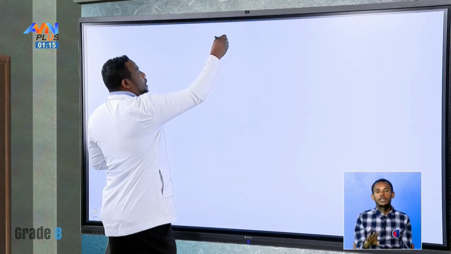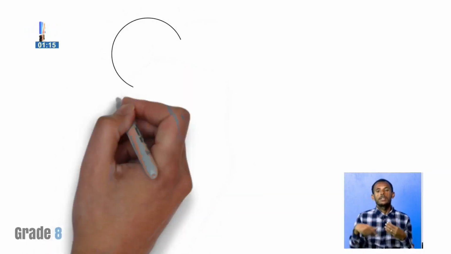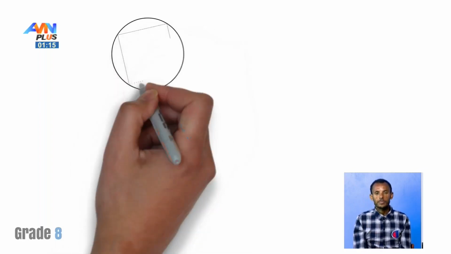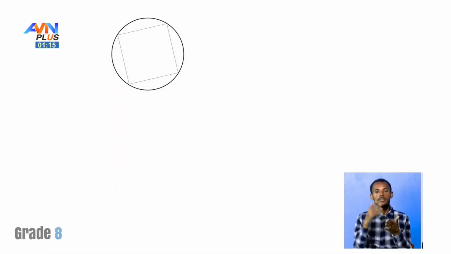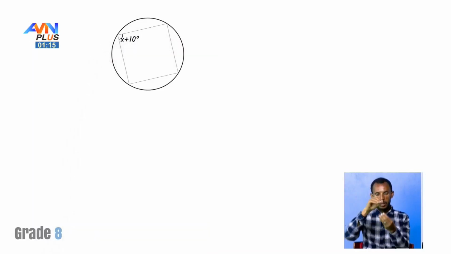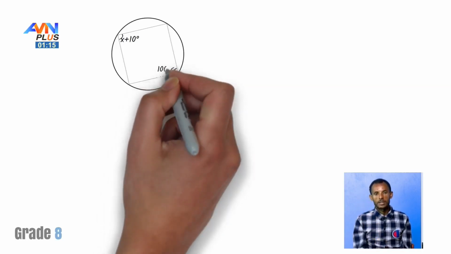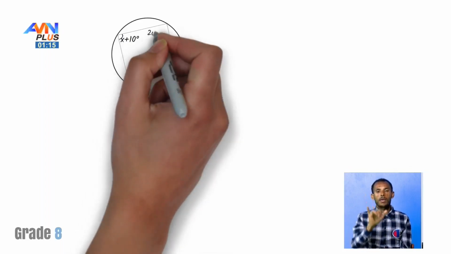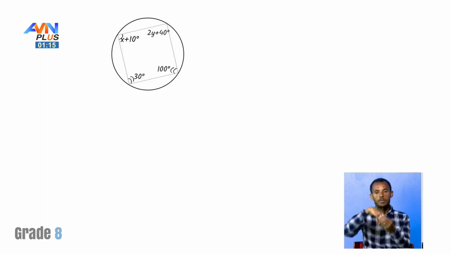If you have a certain circle with a cyclic quadrilateral, okay, if you have these kind of things, say the angle that we have here is x plus 10, and this one is 100. Assume this angle is 30 degrees, and this one is y, 2y plus 40 degrees, right?